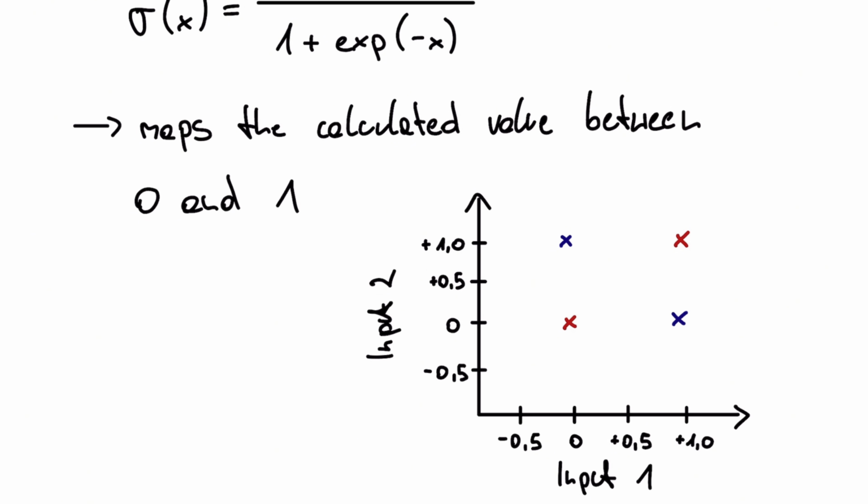Because until now everything is linear. So we can only create a straight line that separates the area. And the XOR problem is a non-linear problem. So we can't separate these four values with a single straight line. For example, like I show here, it's not possible.